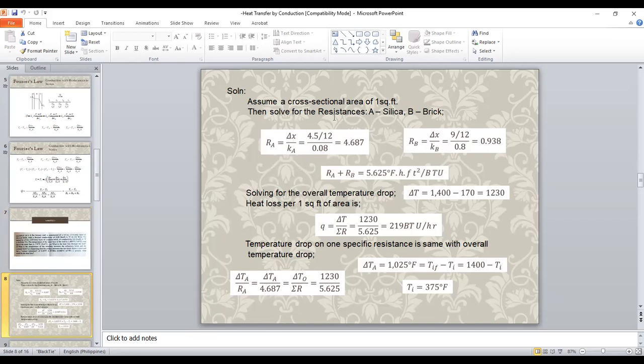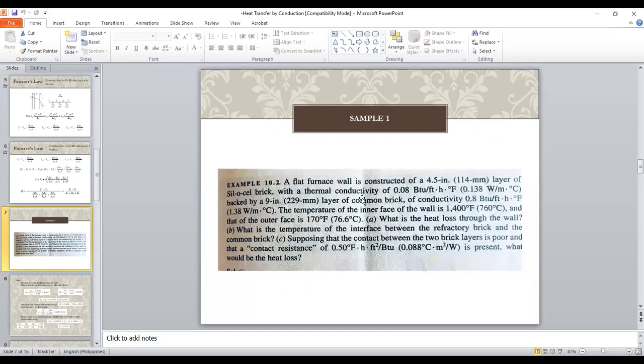So whenever you encounter a problem wherein the area is not given, it's okay to assume a particular cross-sectional area. It is suggested that you use 1 square meter or 1 square foot, whichever is applicable in terms of the units given in the problem. Our problem here gives English units as the main unit, and you are also given the SI equivalent inside the parentheses. So we will use the English set of units then.